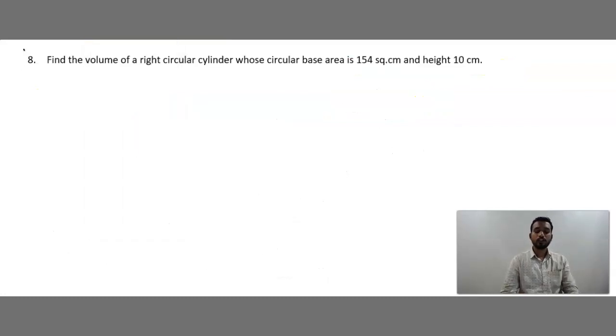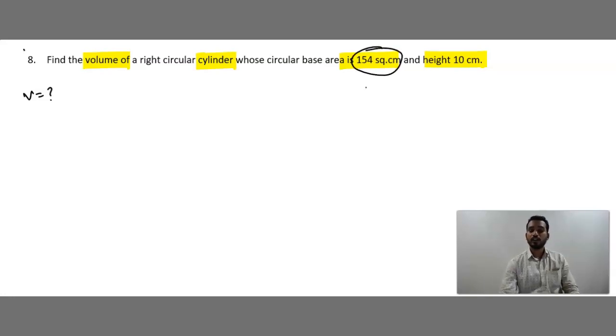You can see the next question here. Find the volume of a right circular cylinder. We have to find the volume of a right circular cylinder whose base area is 154 square centimeter and height is 10 centimeter. Let me take the question. Data: volume of cylinder whose base area is 154 square centimeter. See the word here, square. It's nothing but 154 centimeter square.